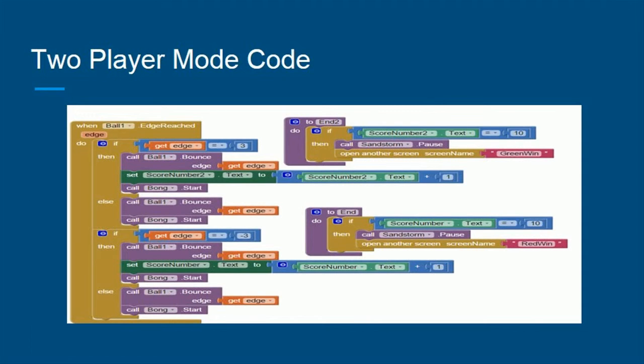These three blocks are the most significant for the two-player mode. The edge reached block dictates what happens when the ball comes into contact with an edge. The end procedures control what happens when one of the players wins. It pauses the music and sends the player to one of the win screens: win screen red if the red player wins, and win screen green if the green player wins.